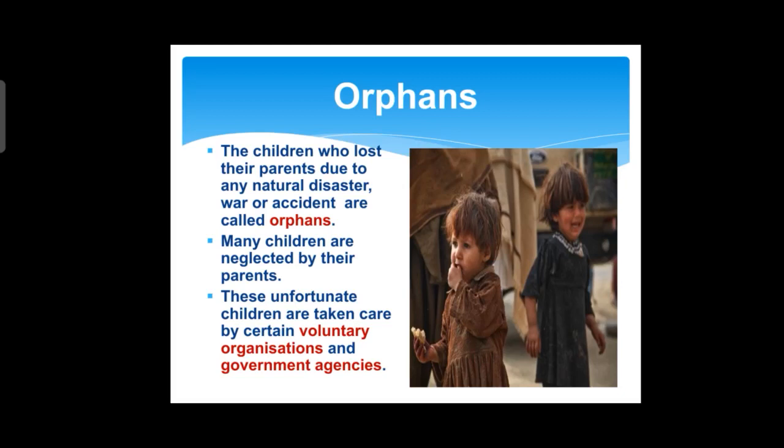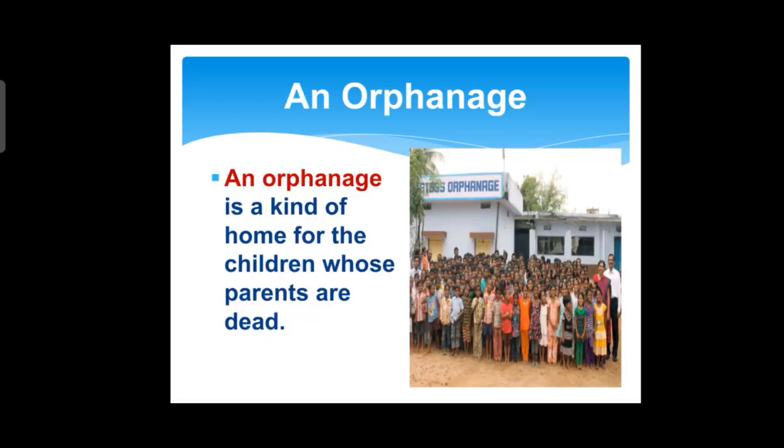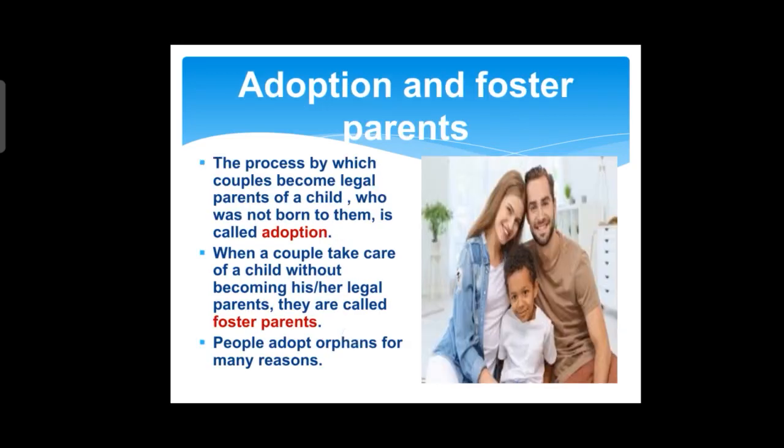The voluntary organizations are non-profit making organizations set up for helping people. These people are the social workers, and the government agencies are run by the government. An orphanage. An orphanage is a kind of home for the children whose parents are dead. Here, these children get all the basic facilities like clothes, food, and shelter. Along with these, they get education so they can become good and independent persons.